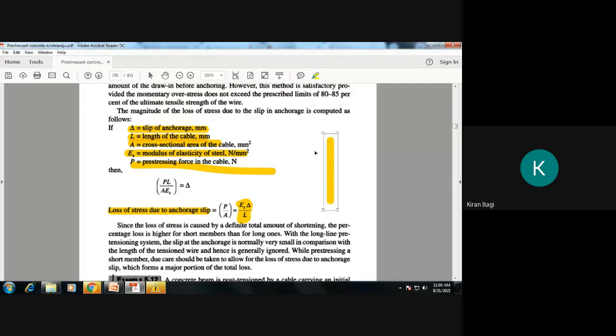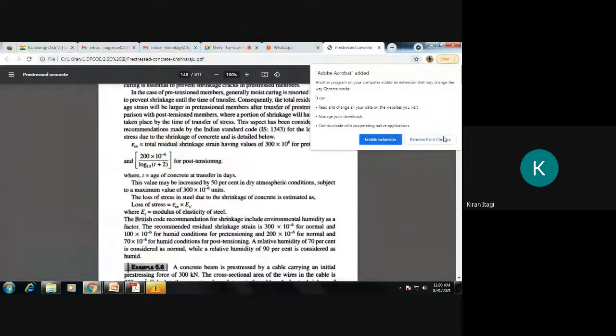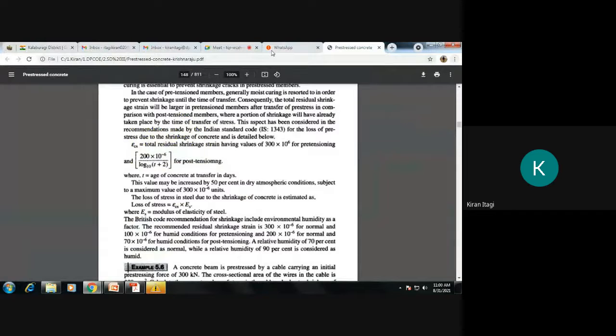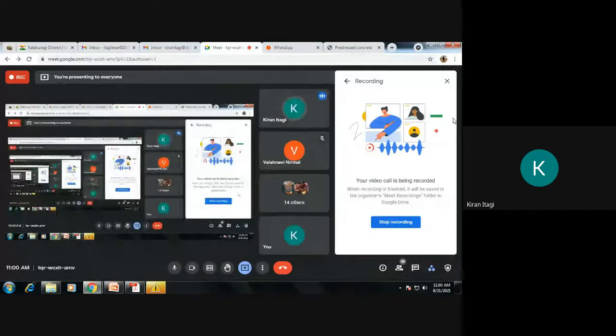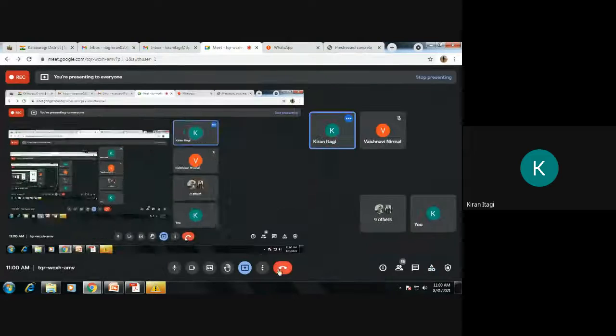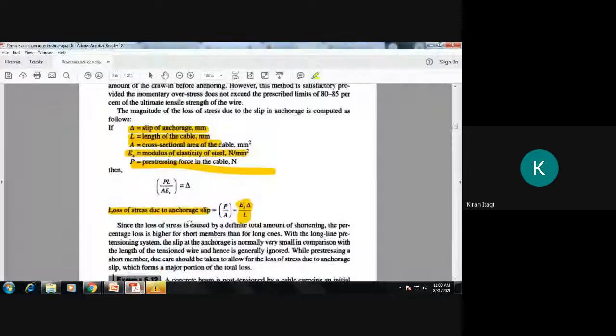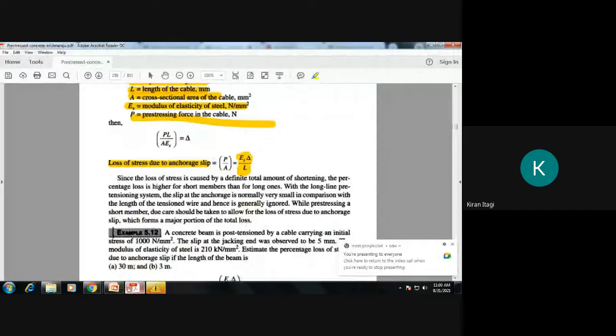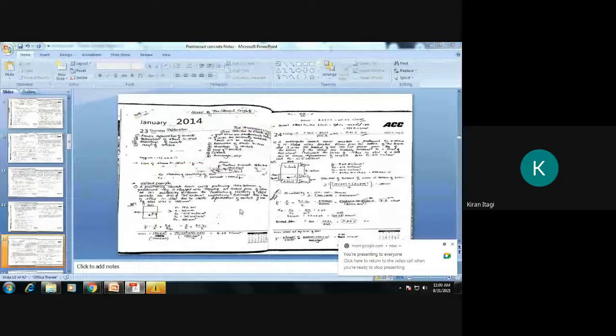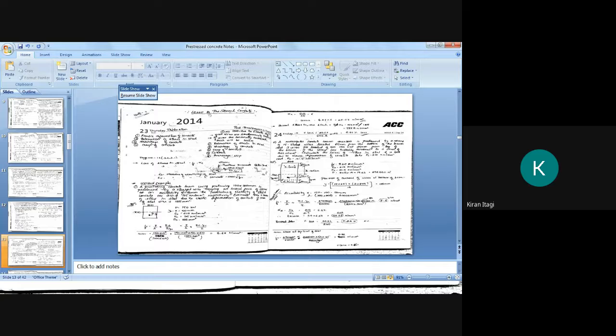So these are some formulas. With respect to these formulas, tomorrow, possibly in the afternoon, we will solve some numericals. You can comment your roll numbers and leave the class. Don't miss the next class, because in the next class I will be taking the numericals with respect to the losses. I will give you a glance about it.